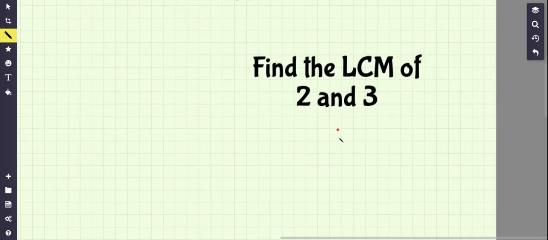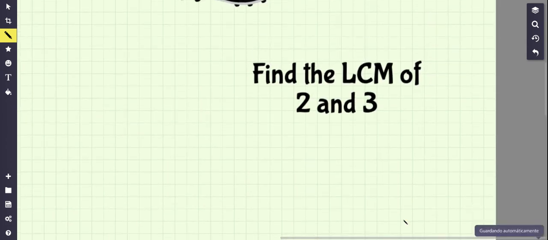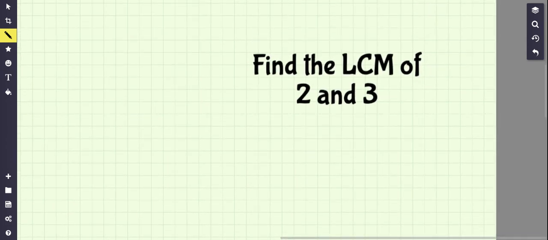We're going to try this one. You can try this one by yourself. I want you to think about this problem. You can pause the video if you need to. What is the LCM of 2 and 3? Remember the steps of the LCM. Go back a few parts if you want to understand the parts of an LCM.